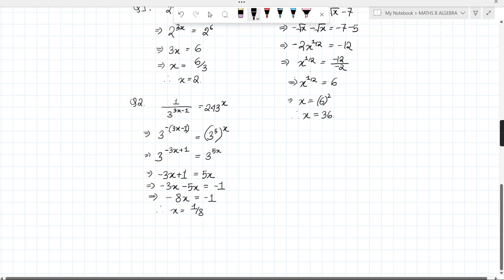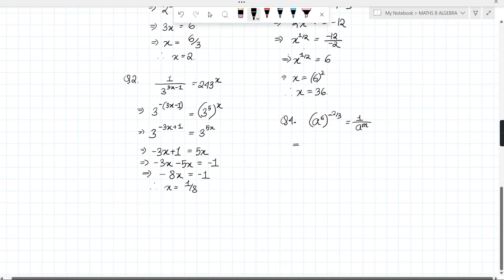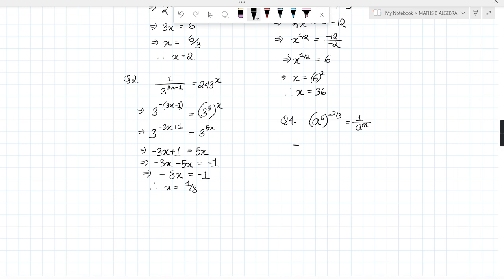If I just show you another one, for example in our question 4, we are given an equation as a power 6, and there is a further power on it, that is minus 2 over 3, and this is going to be 1 over a power m. So whenever the powers are in this bracket form, they are actually in the multiplied form. So you have to multiply 6 with minus 2 over 3. When you calculate it, you get a value of minus 4. So this becomes a power minus 4.